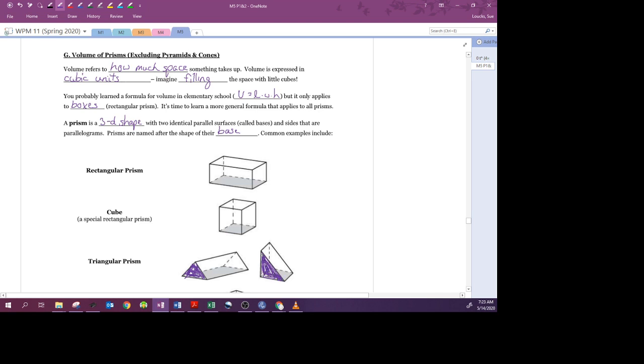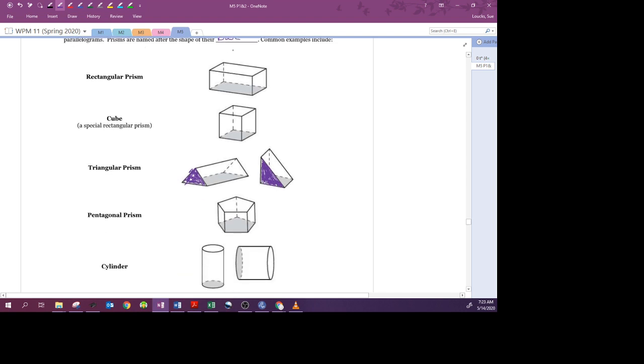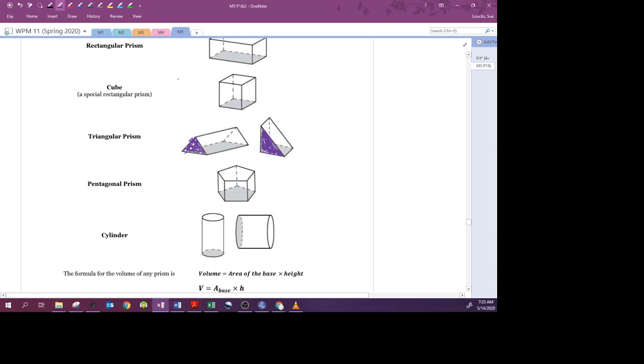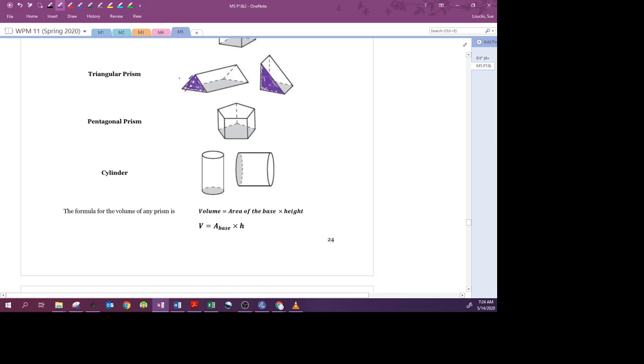But I happen to know that the internet doesn't have any royalty-free drawings of triangular prisms that are shaded properly, because I've looked. A pentagonal prism, this one's got a pentagon as the base, and a cylinder is like a prism because it's got those two circles. It's actually technically not a prism, but we calculate it the same way as a prism because the sides are not parallelograms. Anyway, the formula for the volume of any prism is volume equals the area of the base times the height. All right.